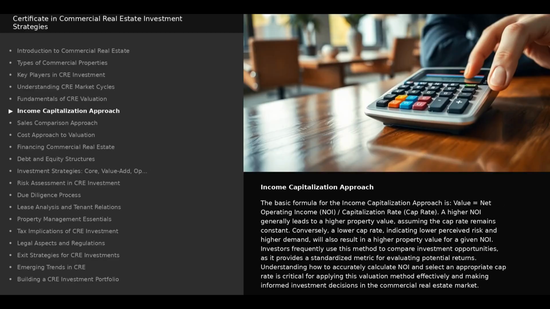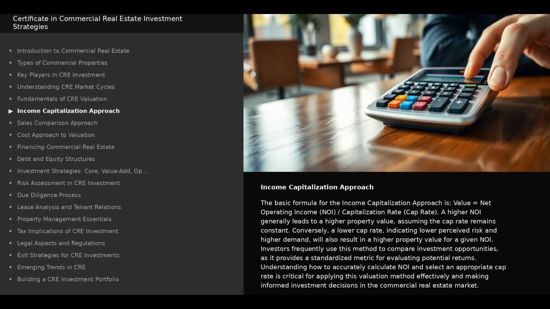The basic formula for the income capitalization approach is: value equals net operating income, NOI, divided by capitalization rate, cap rate. A higher NOI generally leads to a higher property value, assuming the cap rate remains constant. Conversely, a lower cap rate, indicating lower perceived risk and higher demand, will also result in a higher property value for a given NOI.